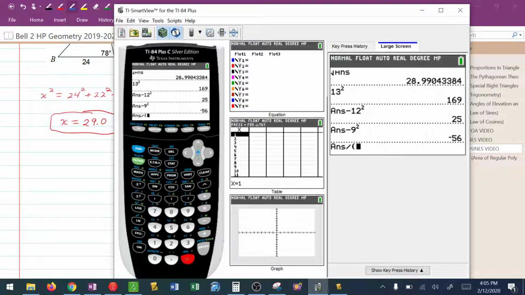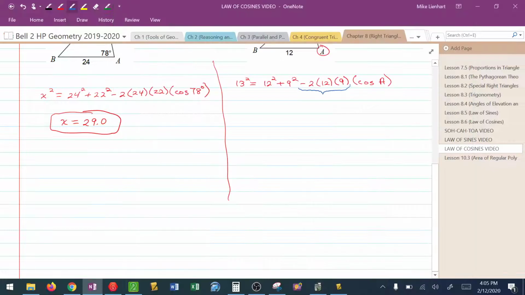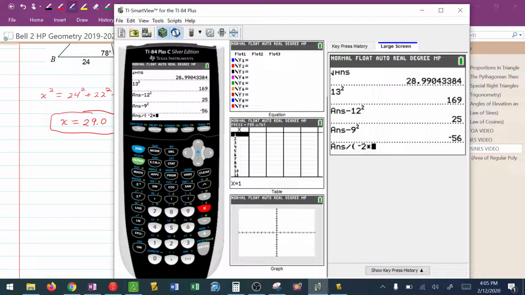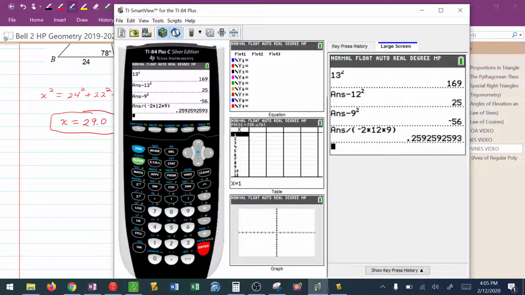Parenthesis, negative 2. Notice what button I hit down on the bottom. I didn't hit the subtraction. If you hit the subtraction here, it's going to give you an error message. But I'm going to take negative 2 times 12 times 9. Close it off. And perform that division. I get this decimal. This is what the cosine of angle A is equal to.